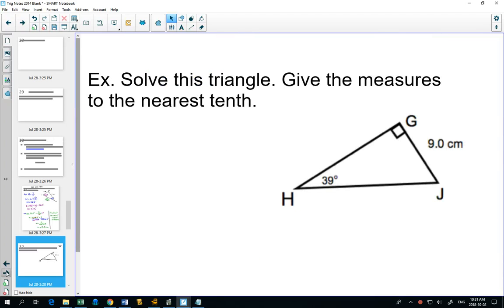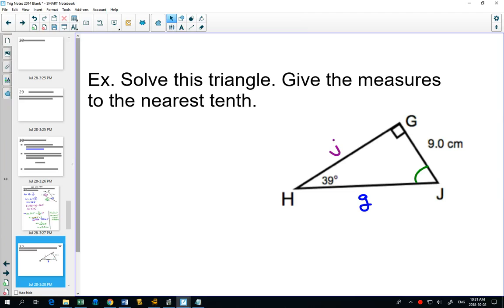Our second triangle, okay? I want you to try this one on your own. If you can, color code things that you can solve for. So we've got angle J, do that in one color. Little side G, do that in another color. And little side J, do that in a third color.